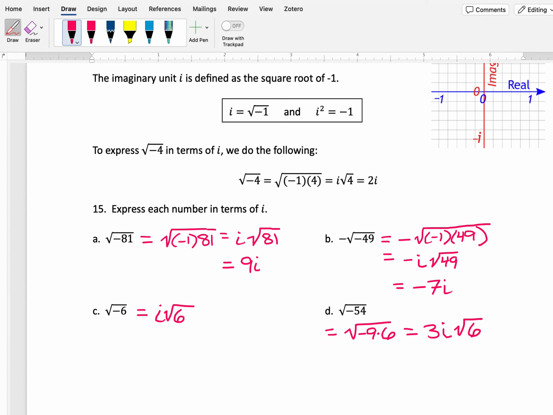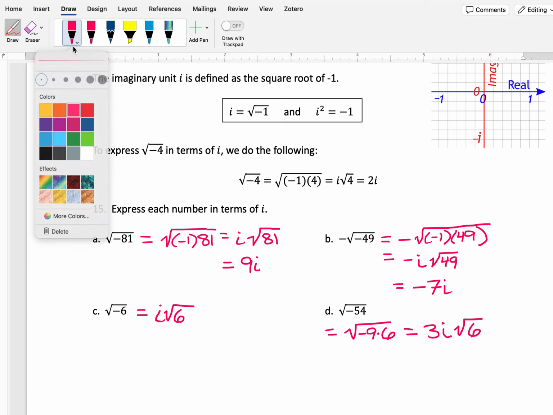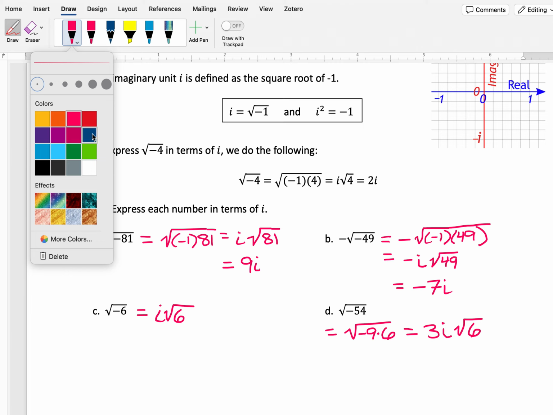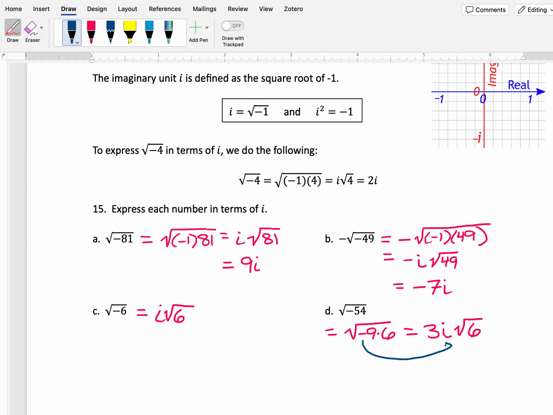This 6 right here. So this square root of negative 9 becomes 3i, because square root of 9 is 3, minus sign becomes i, and then square root of 6 stays that way. So if I wanted to kind of draw some arrows here, negative sign becomes the i, 9 becomes the 3, 6 stays under the square root.